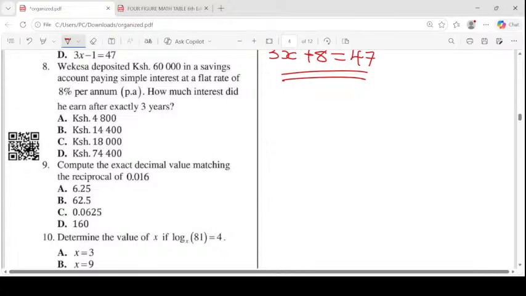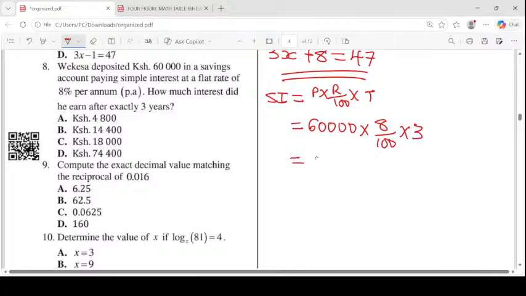Wekesa deposited 60,000 shillings in a savings account, paying simple interest at a flat rate of 8% per annum. How much interest did he earn after 3 years? Simple interest is given by principal times rate over 100 times time. The principal is the money deposited, so 60,000 times 8 over 100 times 3 years.